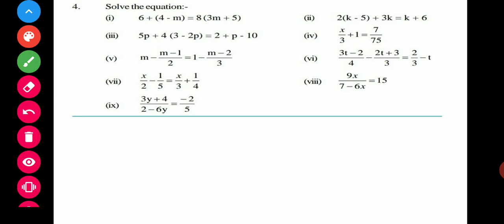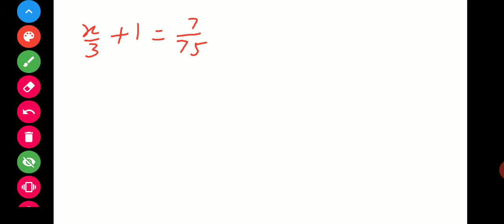Now I will do your fourth question. This one is for your homework, so you can do at home. I will do fourth question. The fourth question is x upon 3 plus 1 is equal to 7 upon 75. The question is this. Now shift the same like terms same side. So it is x upon 3 is equal to 7 by 75 minus 1.